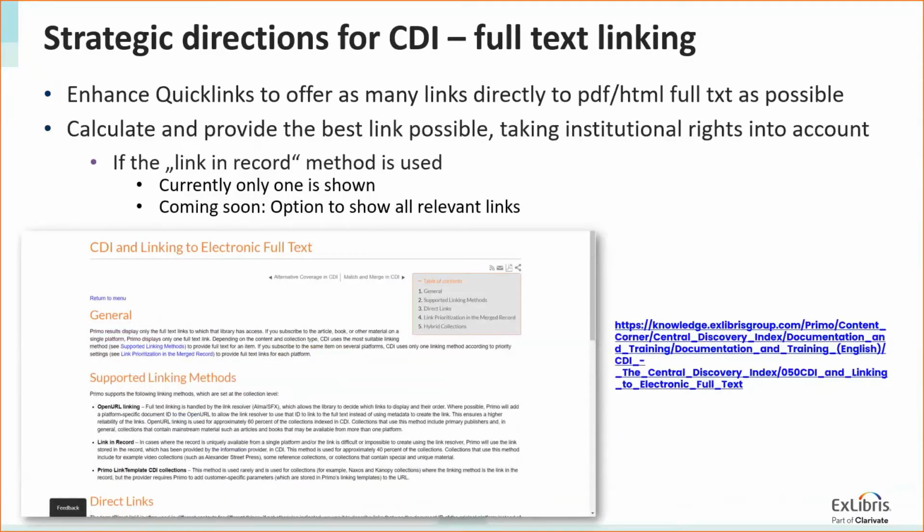The second one of the strategic directions is, of course, to calculate and provide the best link possible, taking institutional rights into account. And if the link in record method is used that I mentioned before, we currently show only one. There is an article on the Knowledge Center which tells you a little bit about the priority setting and why we set which priority. We calculate the most reliable link, and that is really going to be displayed.